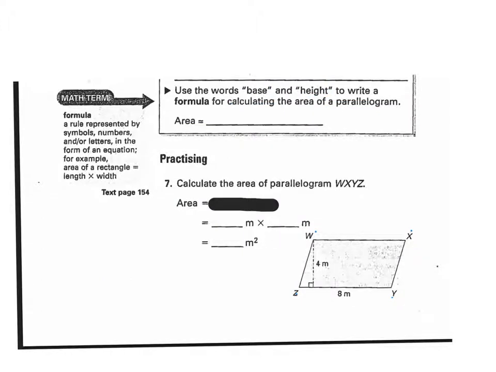Now it is your turn to come up with a formula and calculations to calculate the area of this parallelogram. You're going to use the words base and height to write the formula in this spot. Now you're going to calculate. Always start the answer by including the formula. So I want you to finish the formula. Substitute the correct numbers. Then calculate. Good luck.